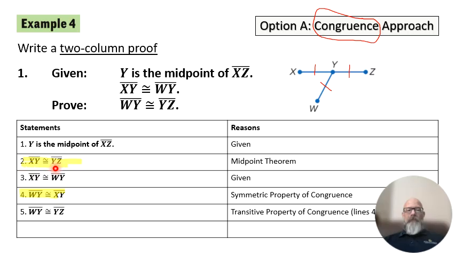Again, WY is congruent to XY. XY is congruent to YZ. Therefore, WY is congruent to YZ. It's called the transitive property of congruence. It's the only type of substitution you can do. It's got to be pretty.